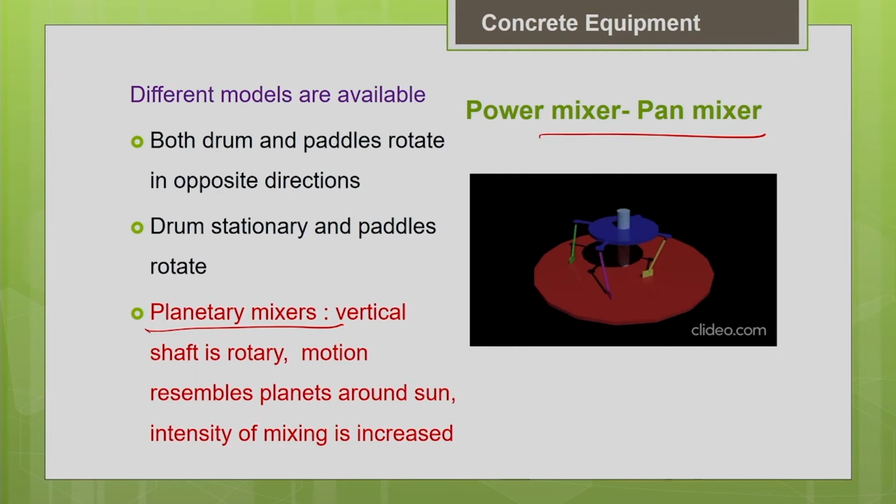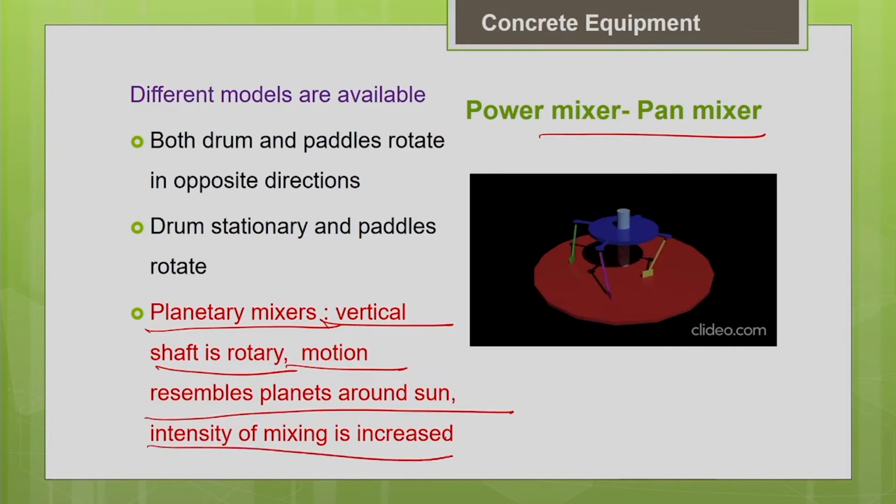So, by this kind of arrangement, you can have a better intensity of mixing. Okay. So, the vertical shaft is rotary, and the motion resembles the planets around the sun. That is why the intensity of mixing is very high in the planetary mixer. Okay. So, there are different configurations of pan mixer. As I told you, you can have the drum and paddles rotating in opposite direction, or the drum can be stationary and paddles can be rotating. So, different models are available.